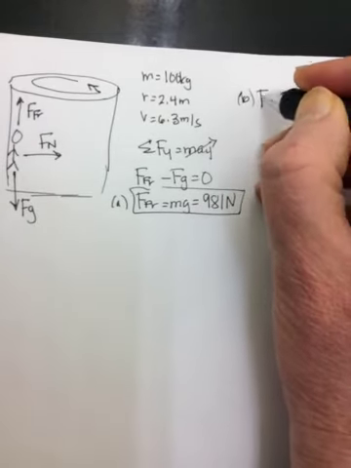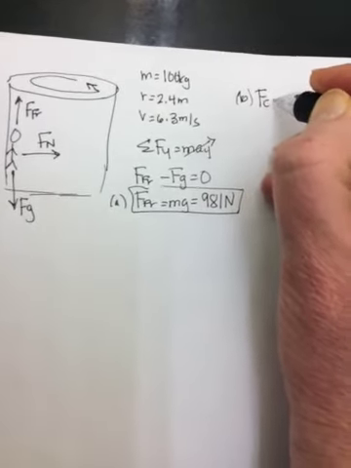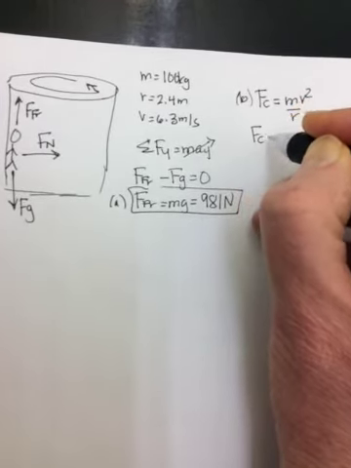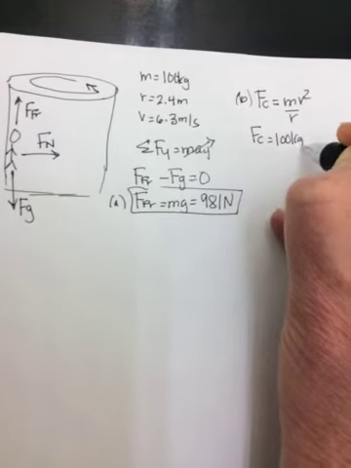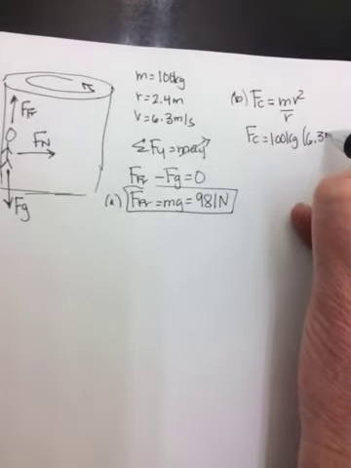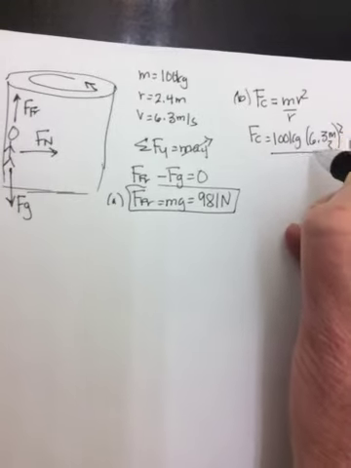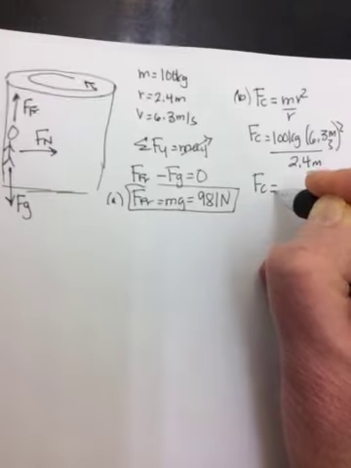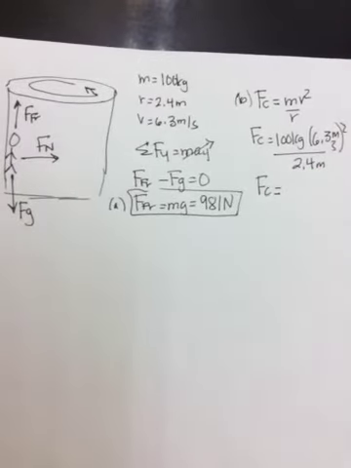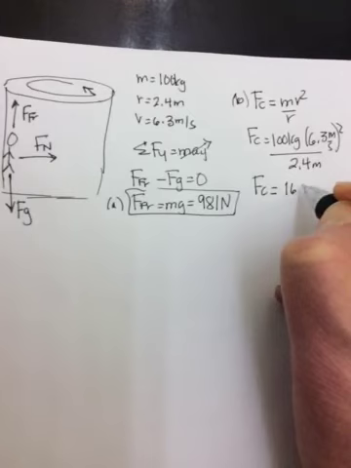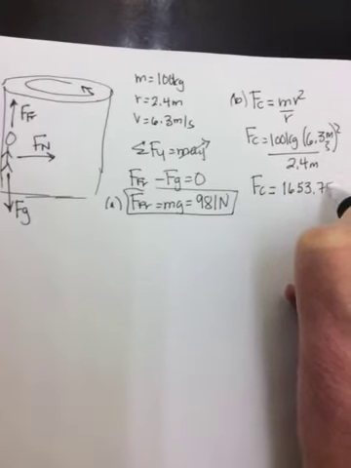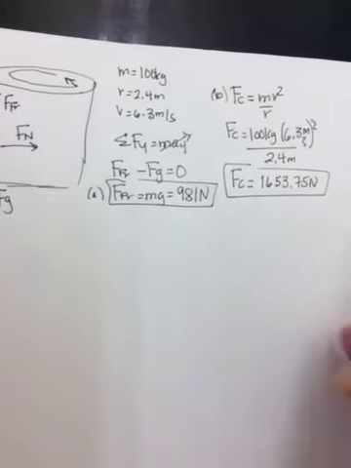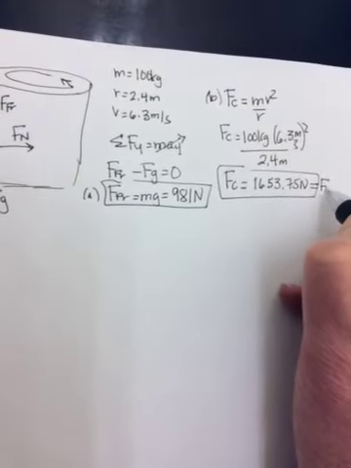Part B, what is the centripetal acceleration at this speed? And so we know acceleration or force? Force. We know Fc is equal to mv squared over r. So Fc is equal to 100 kilograms times 6.3 meters per second squared divided by 2.4 meters. And when you do this, you should get a force of 1653.75 newtons, part B. And by the way, that is our normal force.